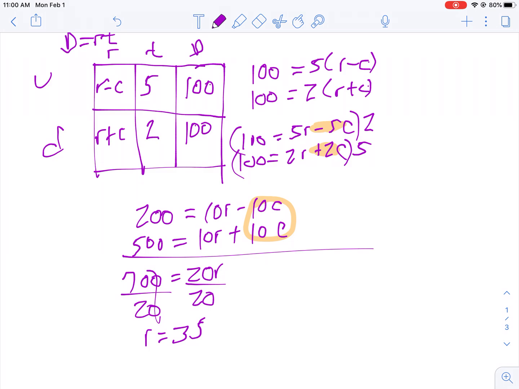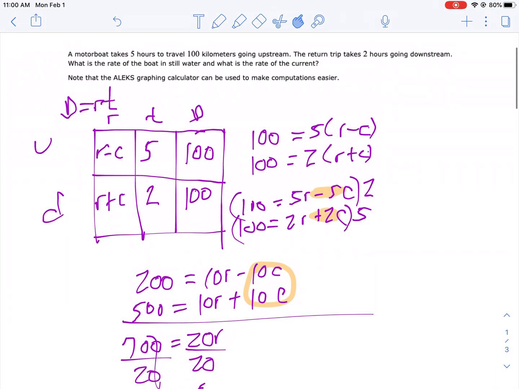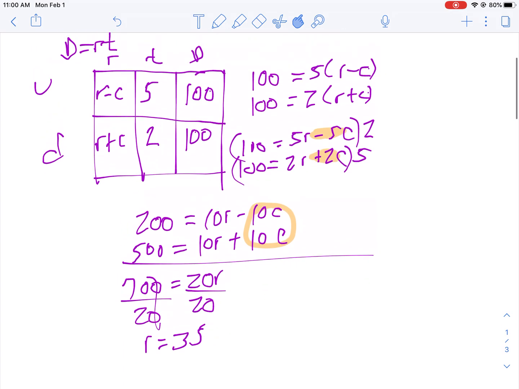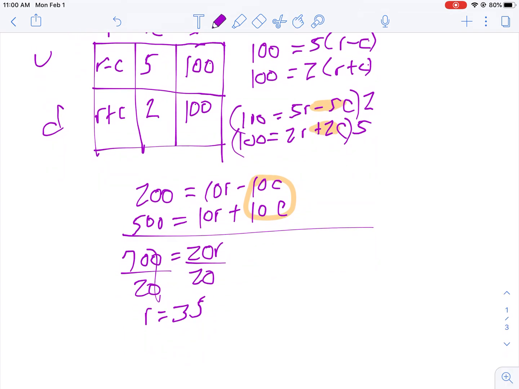Now I have to go back and find c, because the rate is the speed of the boat. So this would be going in still water. The speed is 35 kilometers per hour. The speed of the boat, I'm sorry, not the river.